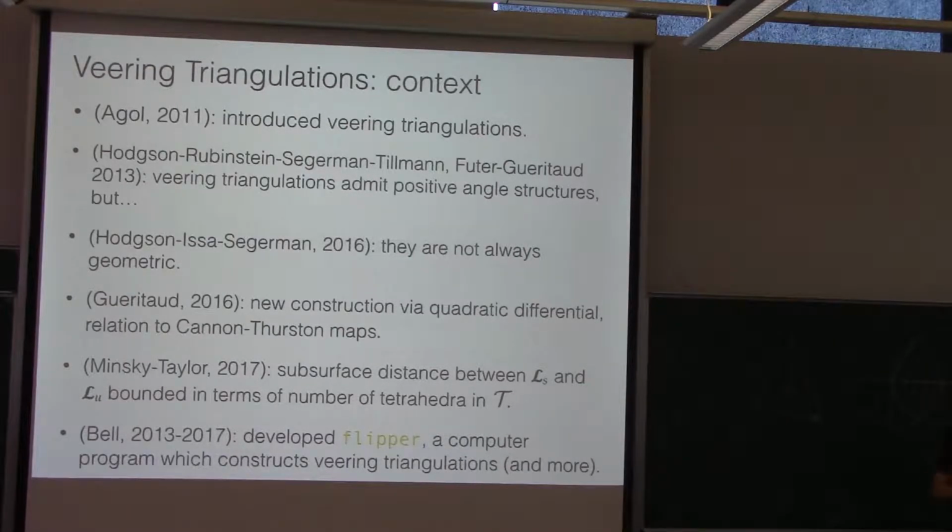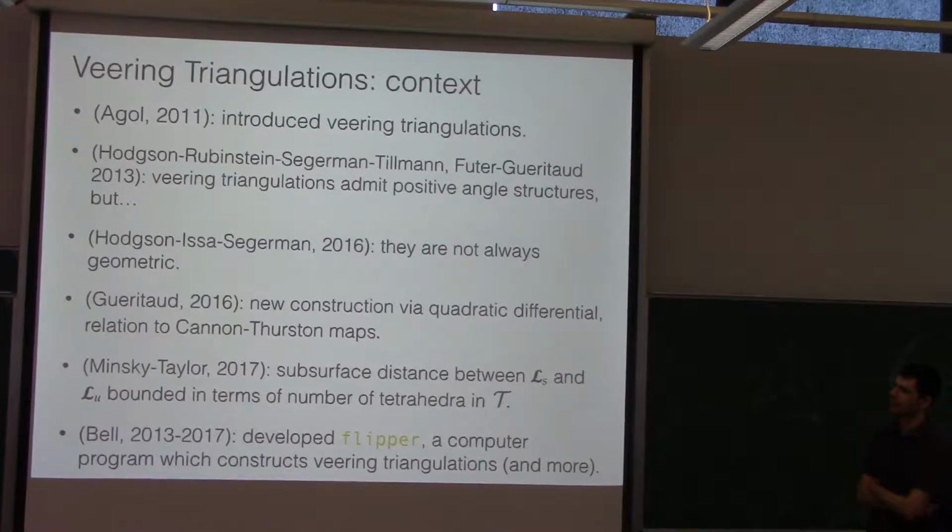He asked if maybe these are always geometric. And the reason that was a good question is that these are a generalization of triangulations of punctured tori and four-punctured spheres, which are always geometric. In fact, they're canonical, the more specific version. So it was natural to ask, maybe we have something to hope for, but it didn't pan out. So Guéritaud in 2016 gave a new construction via quadratic differentials, and he also showed that the combinatorics of the veering triangulation are related to the Cannon-Thurston map in some way that I'm not at all going to go into. That's a very cool result.